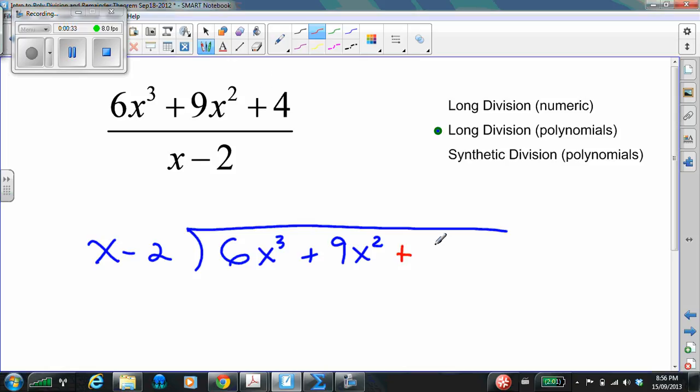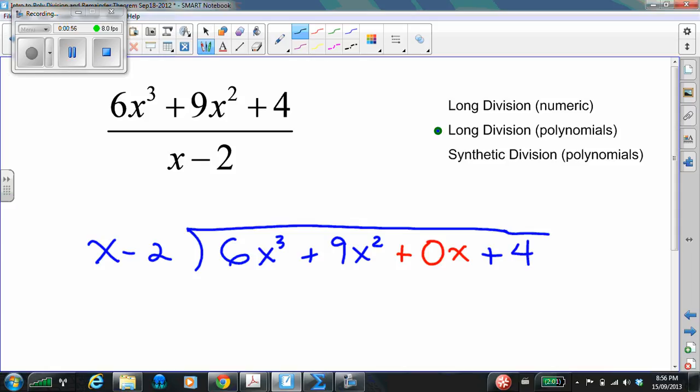But I'll put an x term in, only I'll put it in with a 0 coefficient. That way I don't add anything. And then just finish off with the plus 4. That 0x is important, though. It must be there as a placeholder, or we will lose track of the information we're trying to find when we divide.